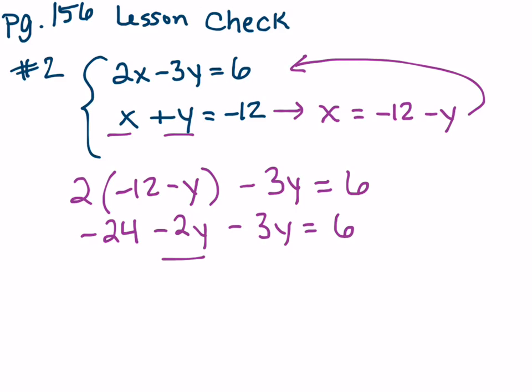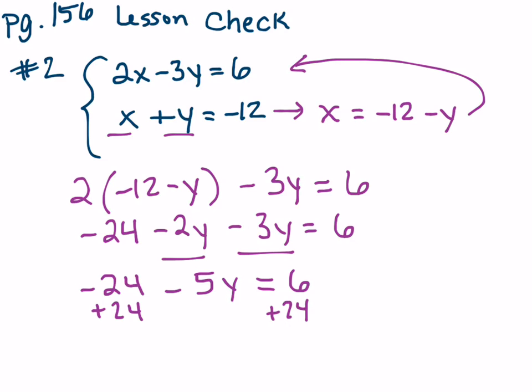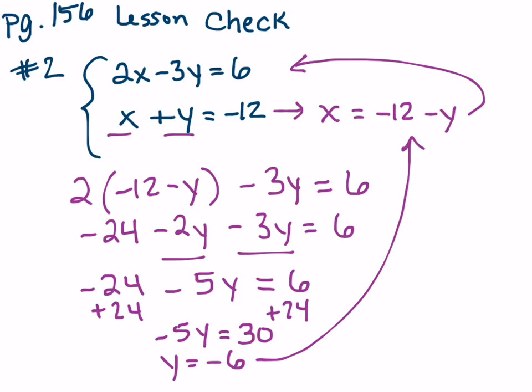Okay, negative 2y and negative 3y is negative 5y. I still have a negative 24, and that equals 6. All right, add 24. Negative 5y equals 30. Divide by negative 5, and you get y equals negative 6. And then bring it back up, substitute it into this equation. And you get x equals negative 12 minus y, which is a negative 6. I'm going to move that one over actually.